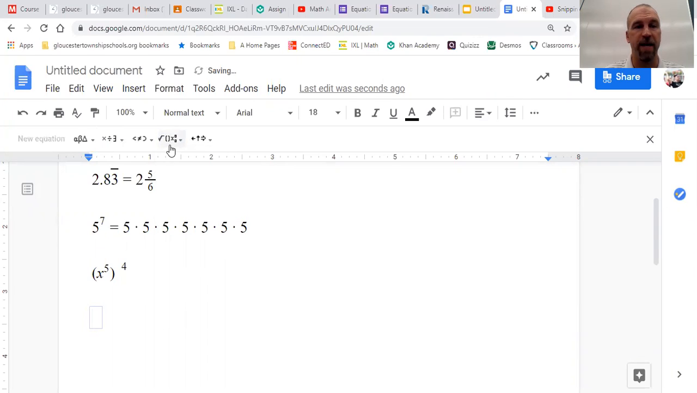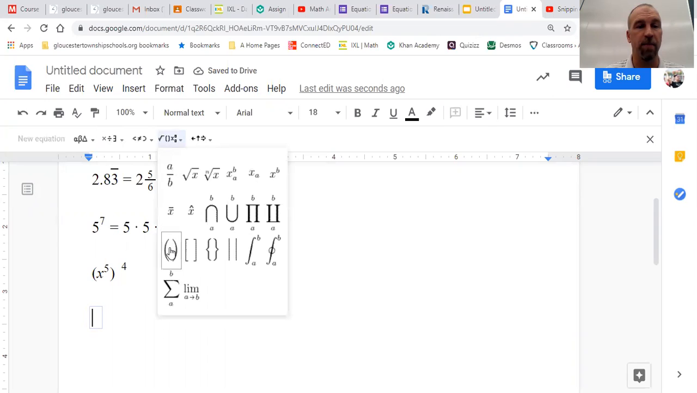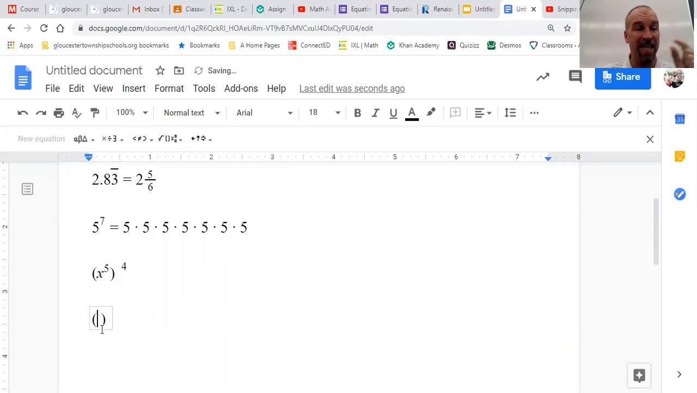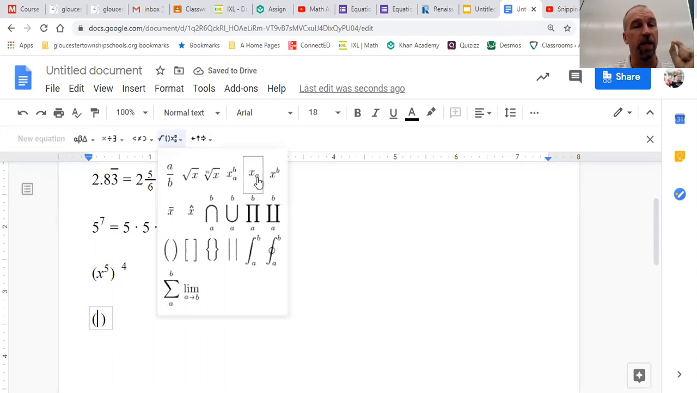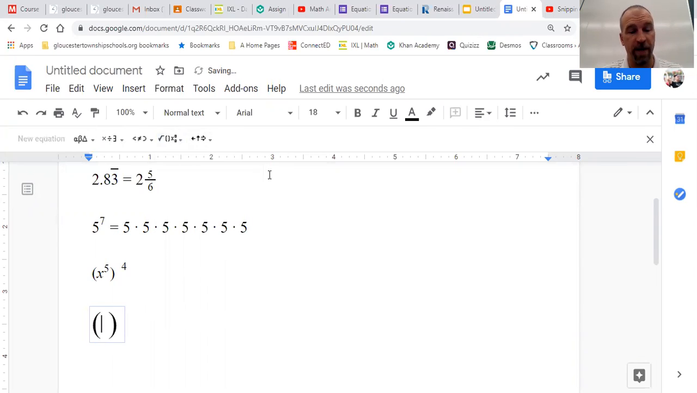And then in my base, I'm going to create parentheses. And in those parentheses, now I'm going to create another power. So I have x, arrow, 5th power, arrow out, arrow again, 4th power. See how much cleaner that is?